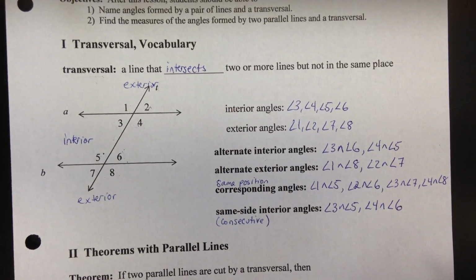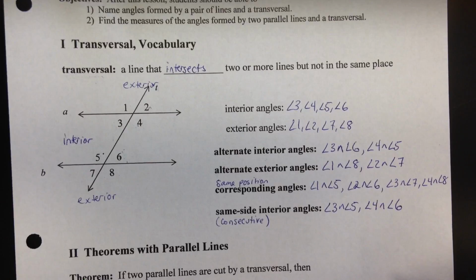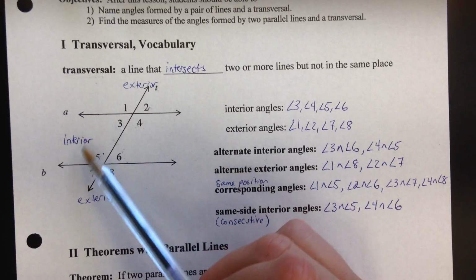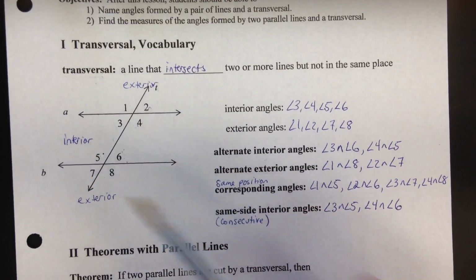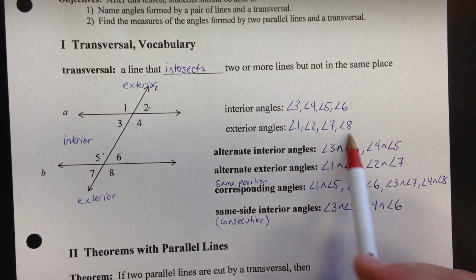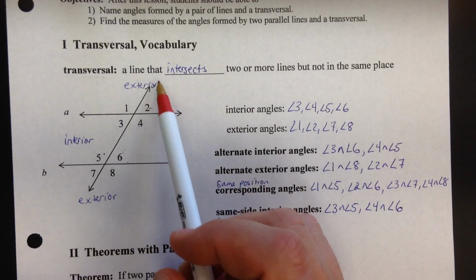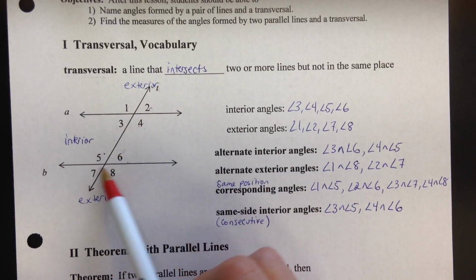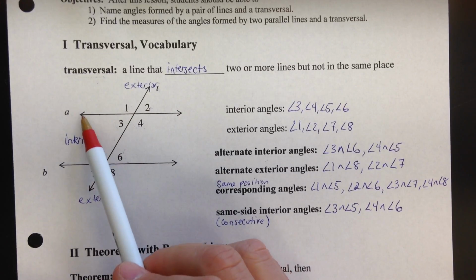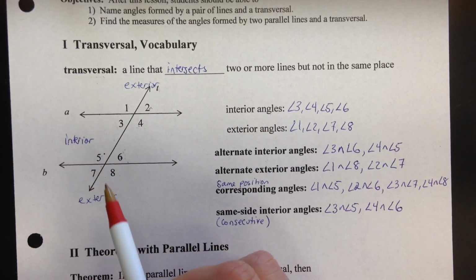Now, one of the things to notice here, that in this case, the two lines A and B are going to be parallel as well. All right, so this vocabulary can work anytime two lines cross. Anytime two lines are crossed by a transversal. But if you're talking about parallel lines, you're going to have some other things happen.